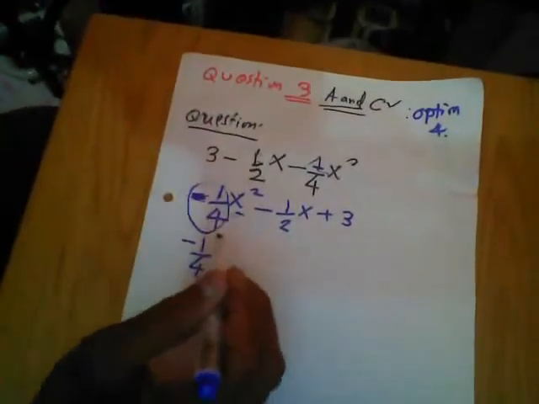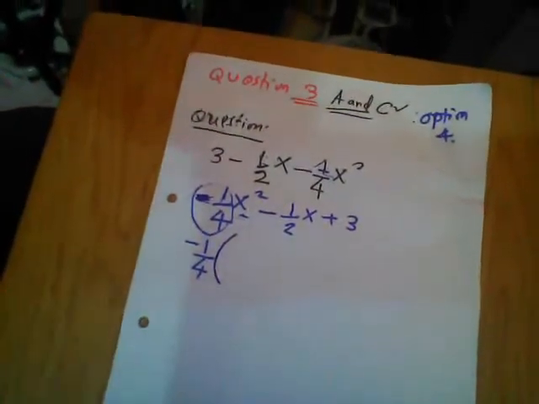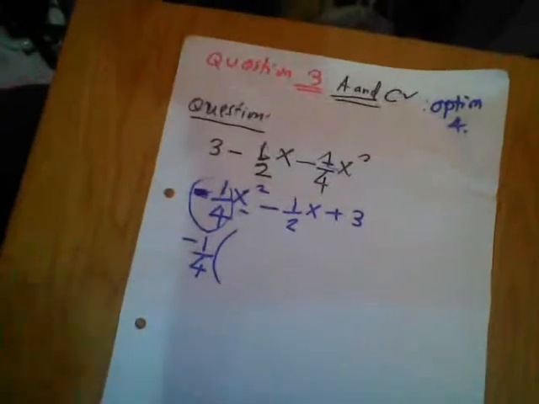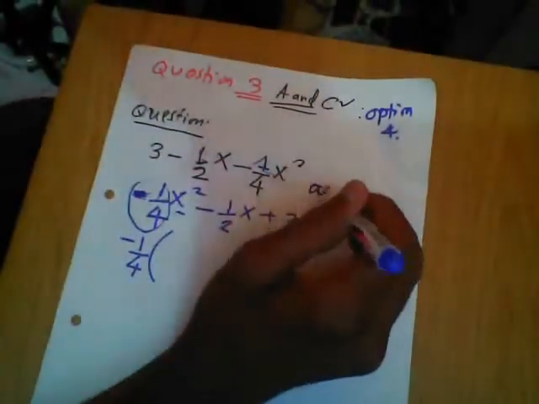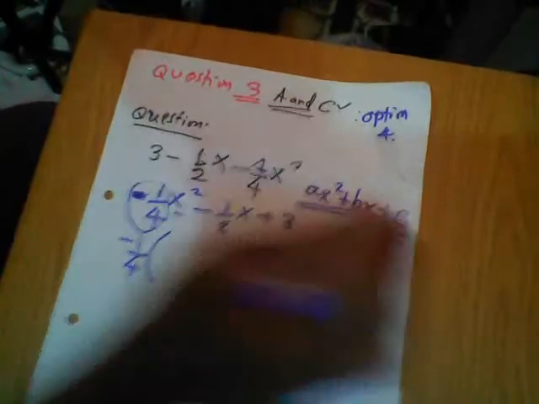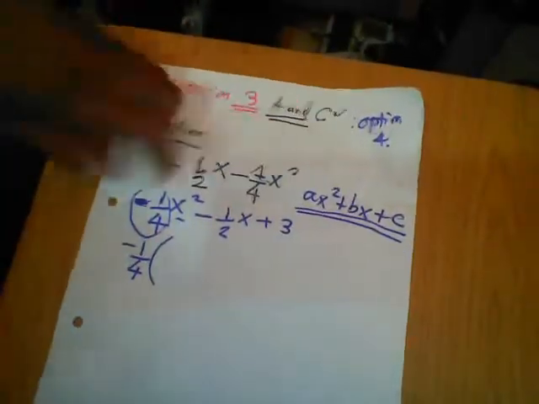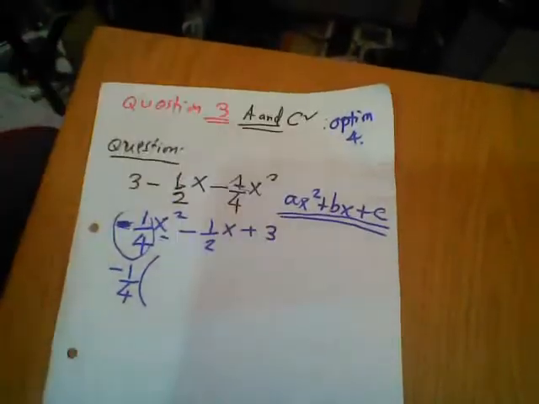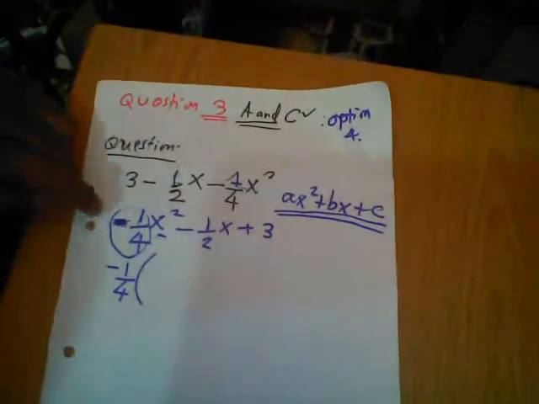So let's go. I'm going to factor out negative 1 over 4. When you're completing the square, rearrange if it's not in the right order. It has to be in the form of a quadratic equation, which is ax squared plus bx plus c. So make sure you rearrange in this form. This has an x squared, then the next term has an x, and the last number is 3.